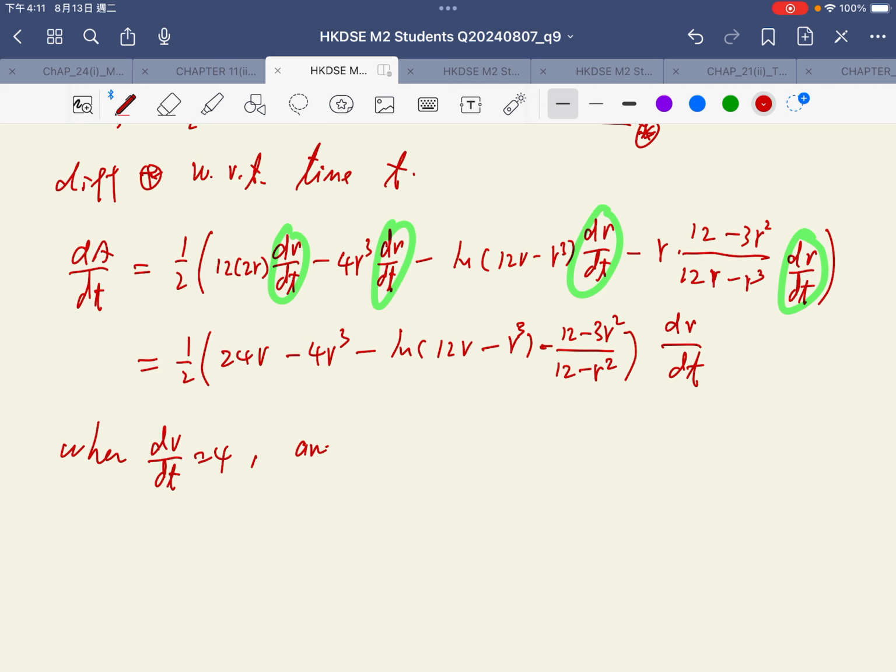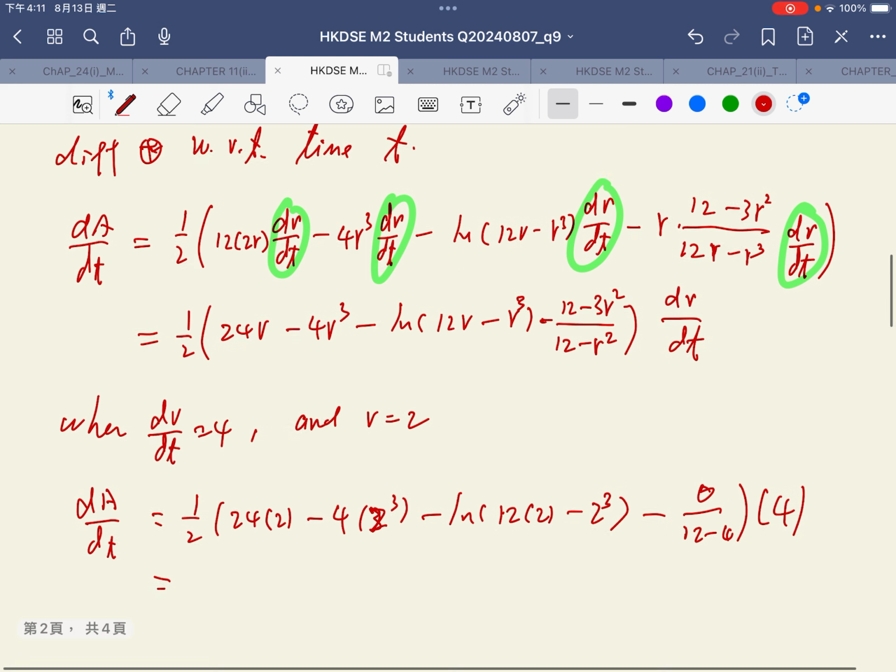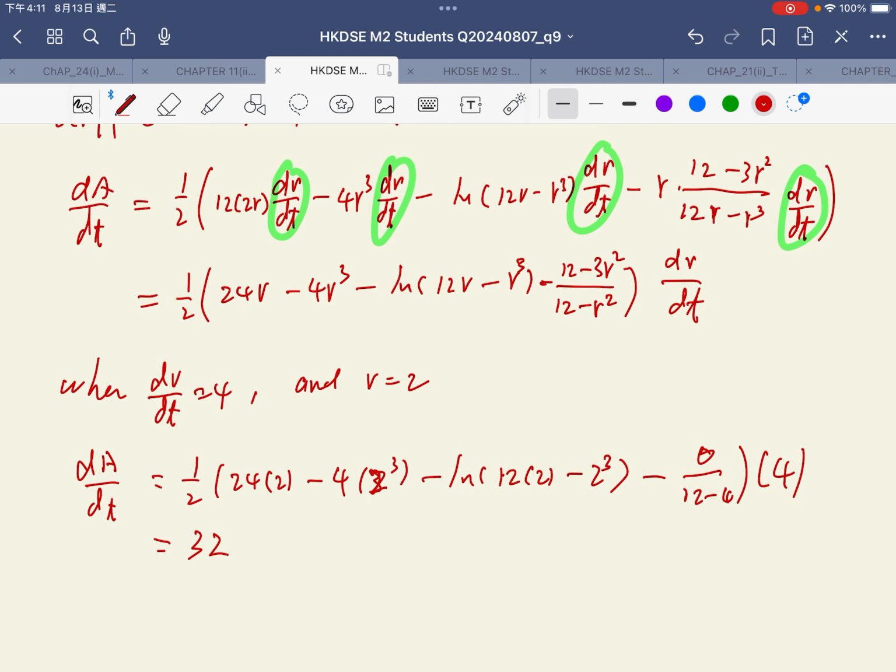Now when dr over dt equals 4 and r equals 2, dA over dt should equal 1 over 2 times 24 times 2 minus 4 times 2 to the power 3, minus natural log of 12 times 2 minus 2 cubed. Then the last term is actually 0, and I don't want to write too much here, times 4. Simplify this one, and I obtain my answer, which is 32 minus 8 times natural log 2.